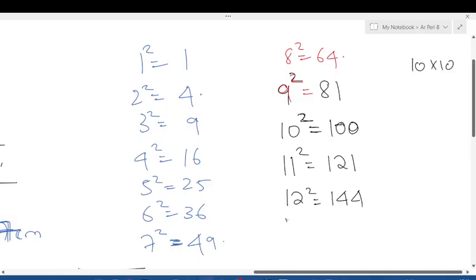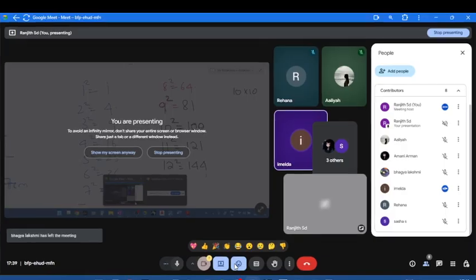Okay. For today's homework, make a note of this, students. Just go through 1 to 12. All of you will go through 1 to 12.